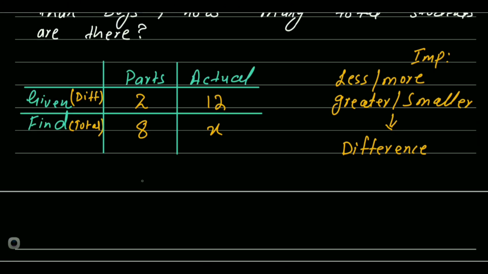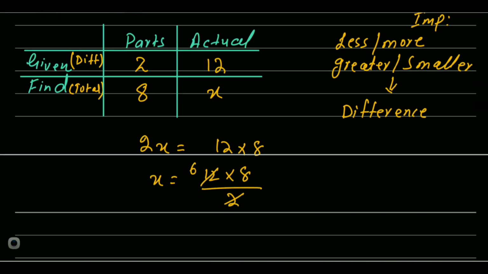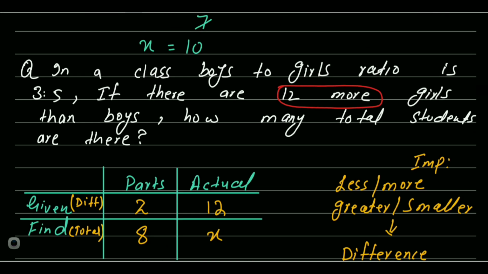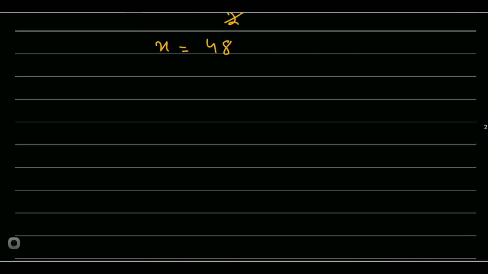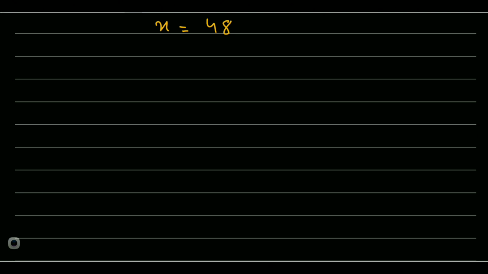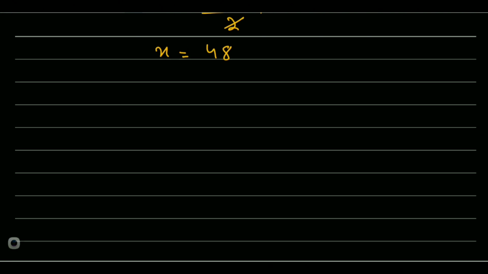Now simple, you will do cross multiplication. 2x is equal to 12 multiplied by 8. So x is equal to 12 multiplied by 8 over 2. 2 sixes are 12. x is equal to 48. So this is the way you can solve this type of question very easily. So now I will do some past paper questions.